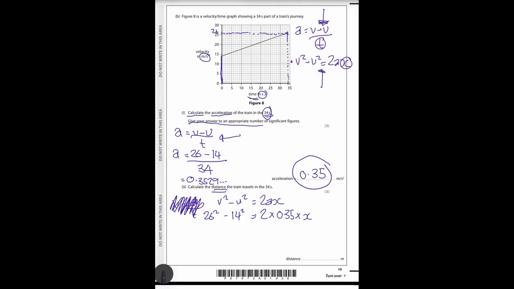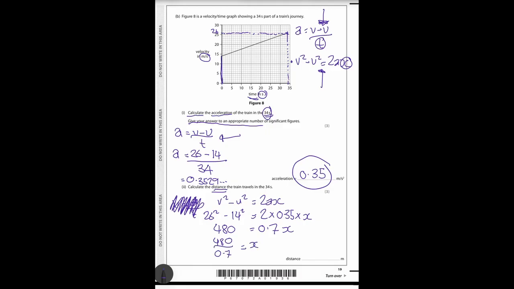So 26 squared minus 14 squared, I can put that straight into my calculator, and that tells me this side is 480 equals 2 times 0.35, so 2 times 0.35 is equal to 0.7. x is still x. Now, if I'm not that confident in rearranging, I've made it a lot easier for myself. So 480 stays where it is, divided by 0.7 equals x.